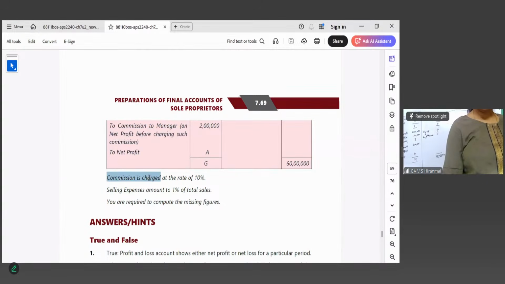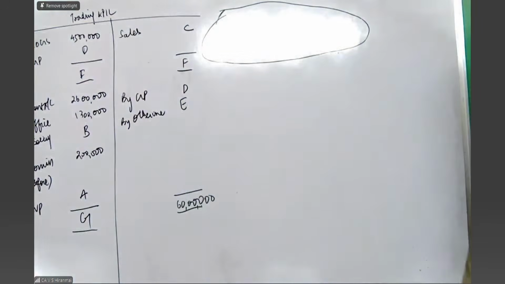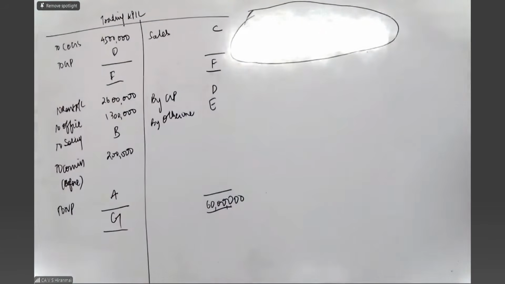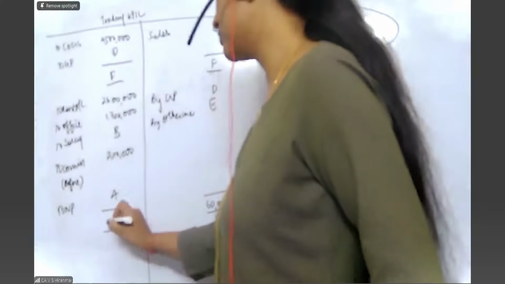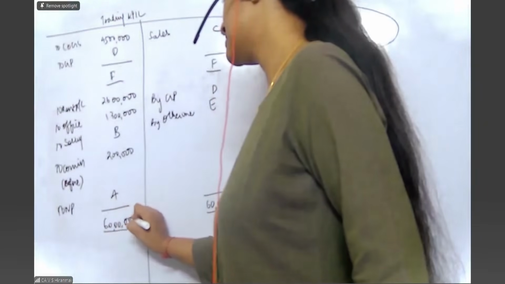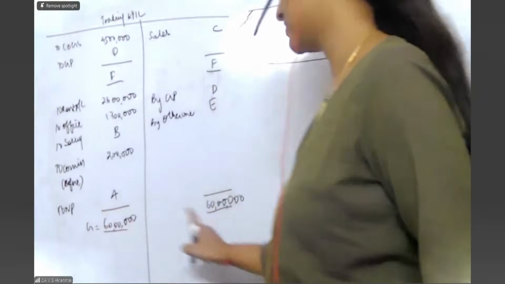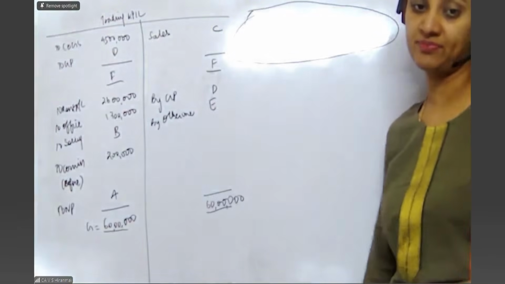All of you please see here, commission is charged at the rate of 10%. Selling expenses 1% of the total sales. Now please see, I have written the entire question, the same thing. The first thing is we are going to find out the G value. G is nothing but 60 lakhs and 60 lakhs. First thing is the total will be the same.